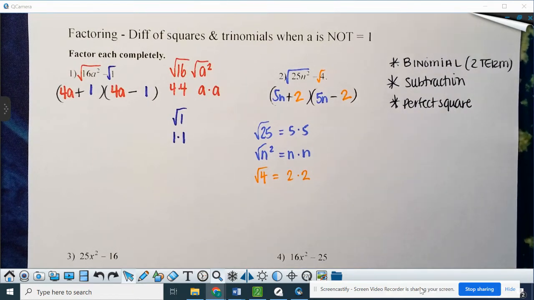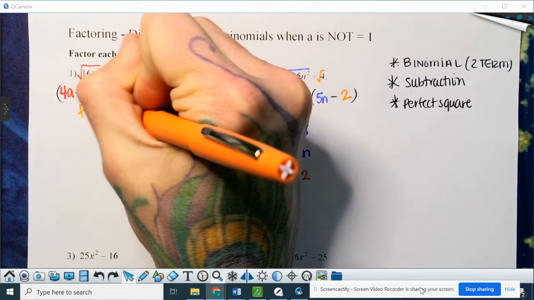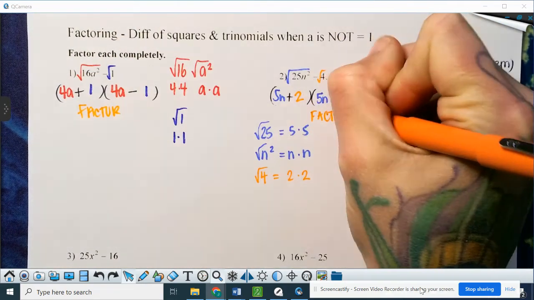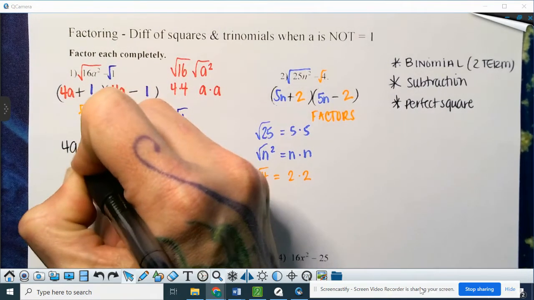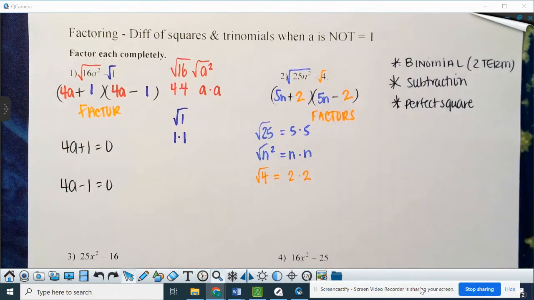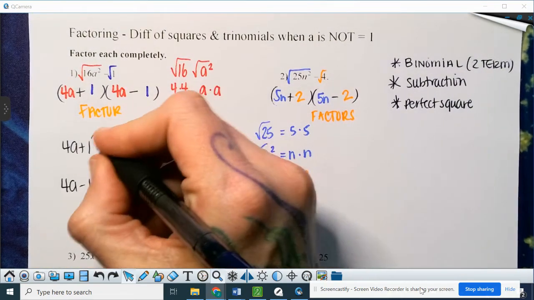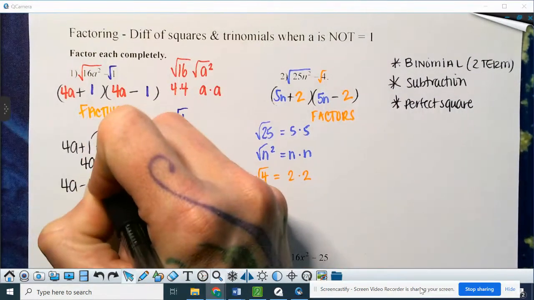This is factors. So this is a factor. These are factors. If it says solve, you haven't gone far enough. So that's just factoring at this point. To solve, you're going to take 4a plus 1, set it equal to 0, and 4a minus 1, and set it equal to 0. You want to get 4a by itself, so we're going to move the positive 1 over. It's going to become negative. So 4a equals a negative 1.